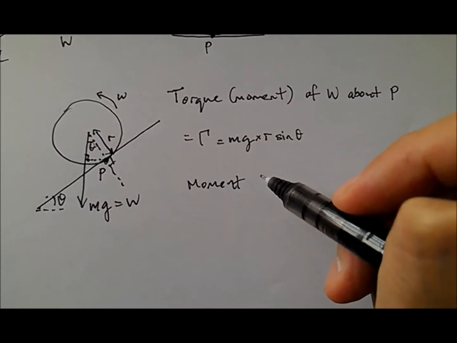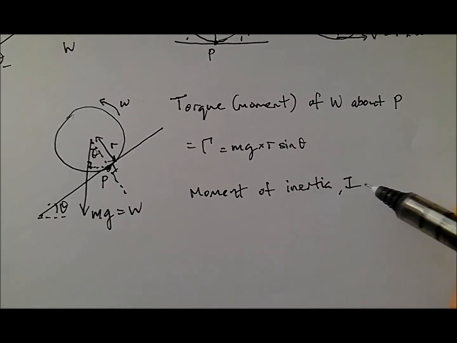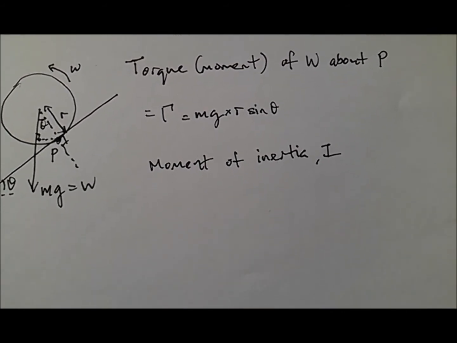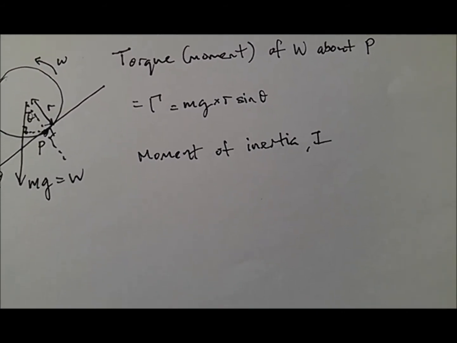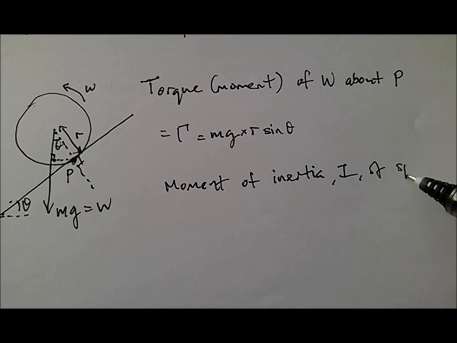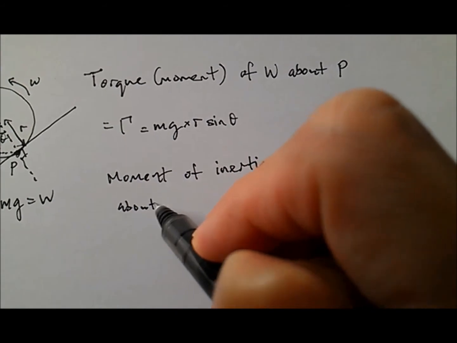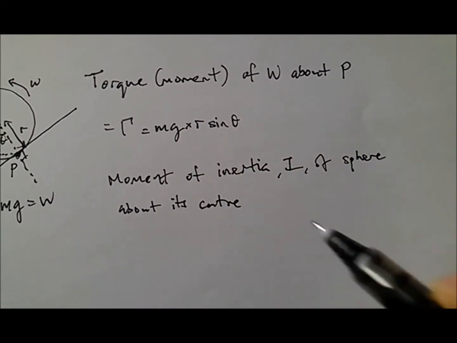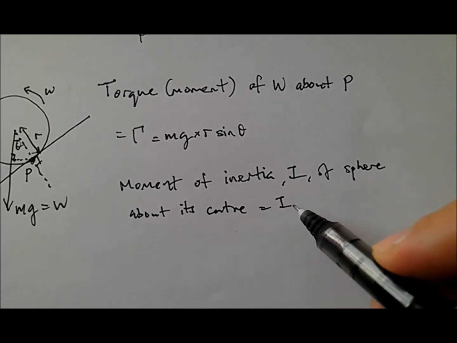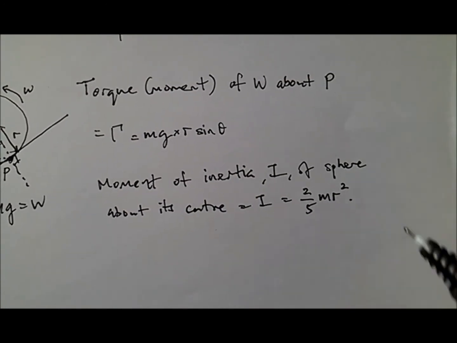This is similar to mass for linear motion, but it's called moment of inertia. The standard symbol is I. I will not go through the derivation of the moment of inertia for a sphere, but if you look up Wikipedia, you will find that the moment of inertia of a sphere about its center, in other words, if you rotate the sphere about its center, will be 2/5 times the mass of the sphere times the radius squared.